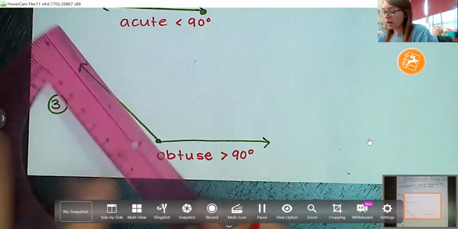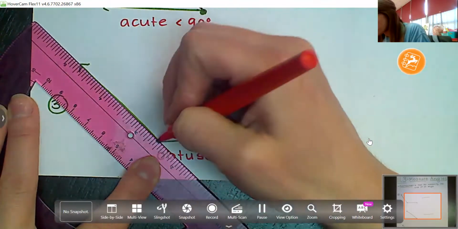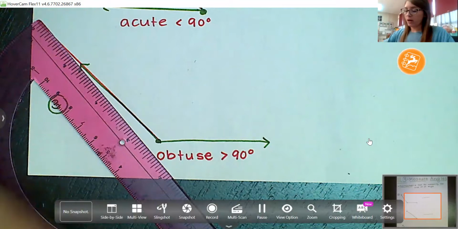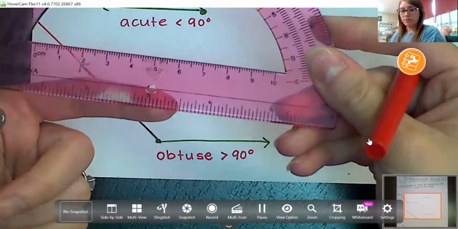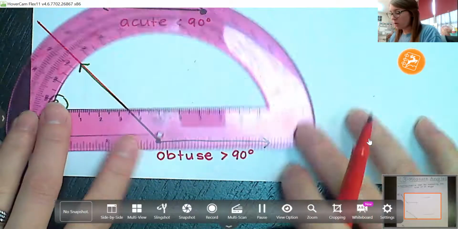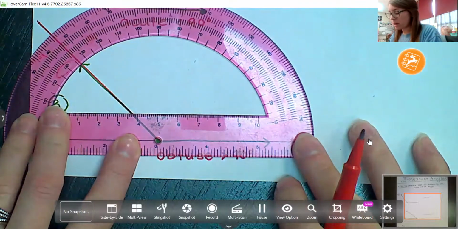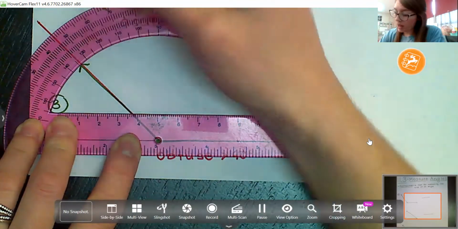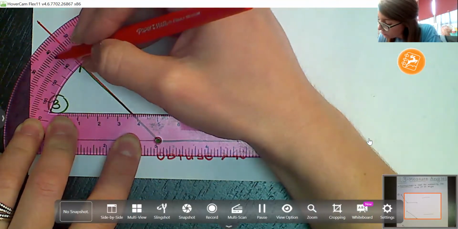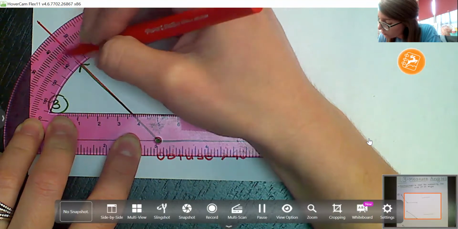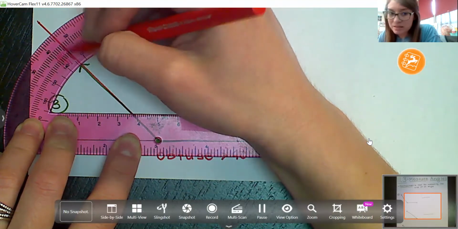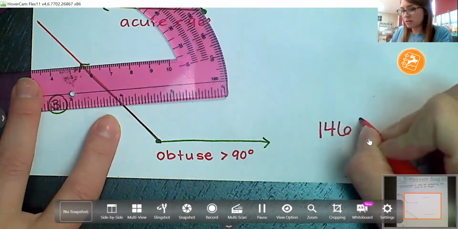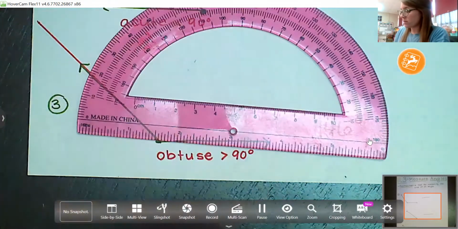All right. I'm going to go ahead and take my angle, the top part. I'm going to extend that line out so it's easier to use my protractor. All right. Go ahead and take that hole, line it up with the vertex. Make sure that 180-degree line lines up with the bottom part of our angle. And then I'm going to look right here and see where that line comes, okay? And I've got, let's see, this is 140, 41, 42, 43, 44, 45, 46. So this angle is 146 degrees.